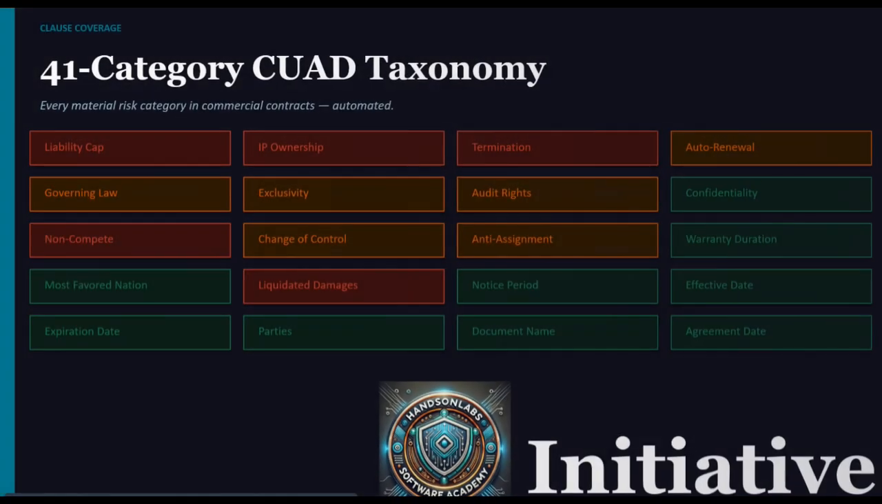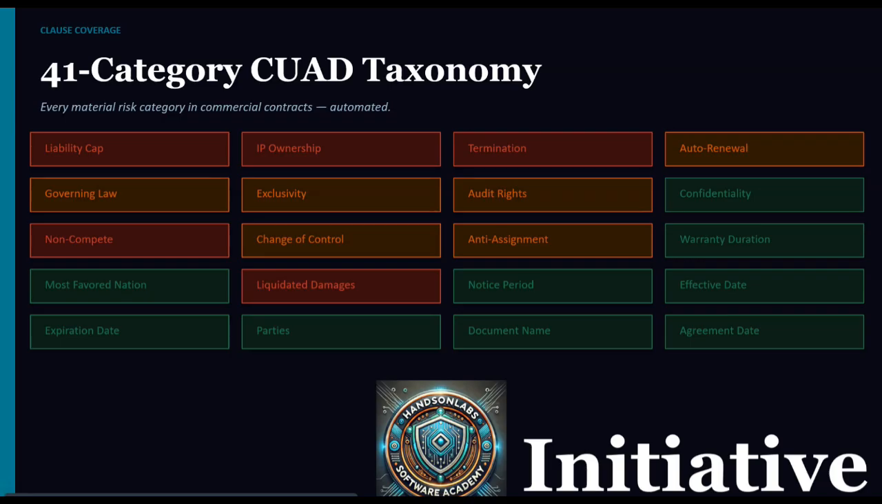Following this is the 41 category CUAD taxonomy, which is under the clause coverage, and it involves every material risk category in commercial contracts, but automated. You have liability cap, governing law, non-compete, most favored nation, expiration date, IP ownership, exclusivity, change of control, liquidated damages, parties, termination, audit rights, anti-assignment, notice period, document name, auto-renewal, confidentiality, warranty duration, effective date, and agreement date, respectively.